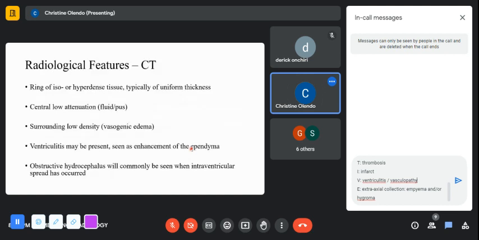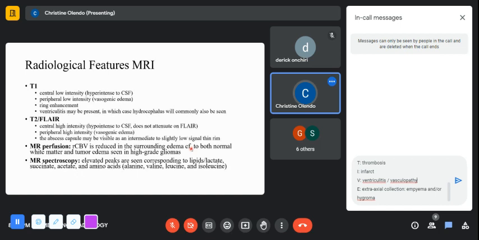So the radiological features: you will have a ring of iso- or hyperdense tissue, which is uniform in thickness. The central area will be of low attenuation, which will most likely be fluid or pus, and the surrounding low density is due to the vasogenic edema around it. You may have ventriculitis, which will appear as enhancement of the ependyma, and you might also have hydrocephalus, which is commonly seen with intraventricular spread.